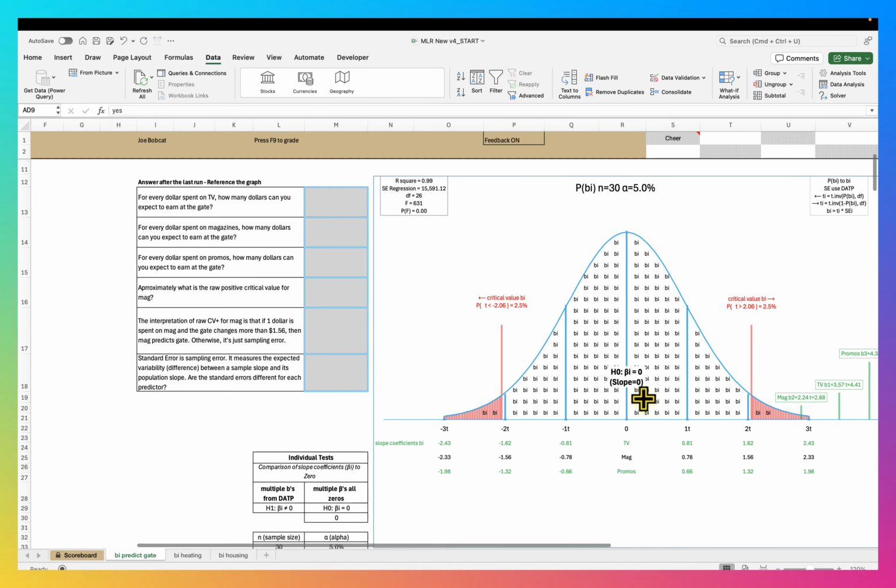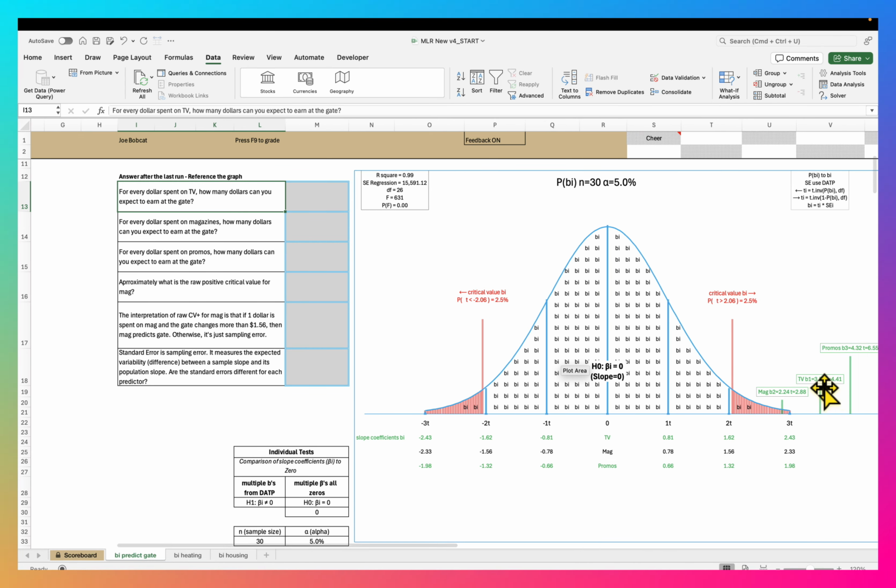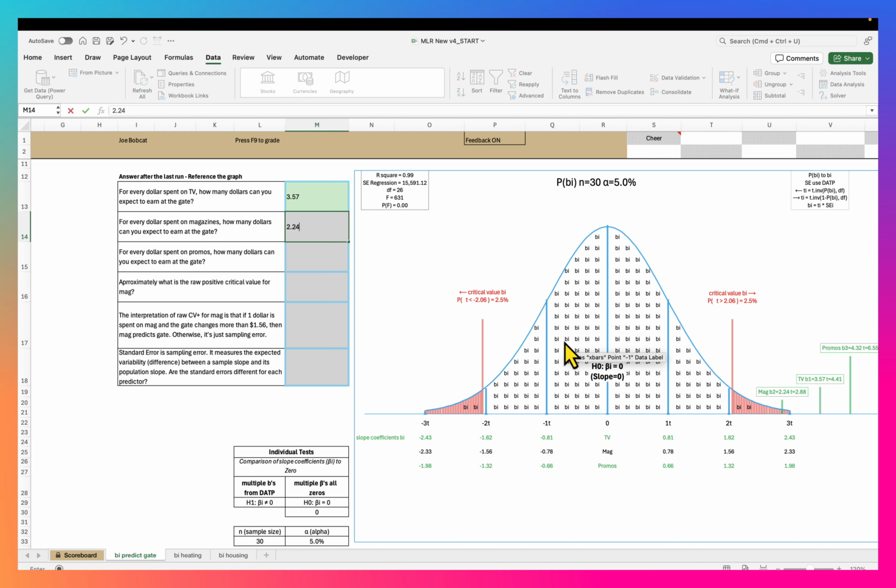All right, now, referencing the graph. For every dollar spent on TV, how many dollars can you expect to earn at the gate? So for every dollar spent on TV, your predictor, your multiplier, your B1 here is 357. So for every dollar spent, we expect to earn 357 at the gate. For every dollar spent on magazines, how much do we expect to earn? 224. And promos, we expect to earn 432. So that's our most effective vehicle, the promos.